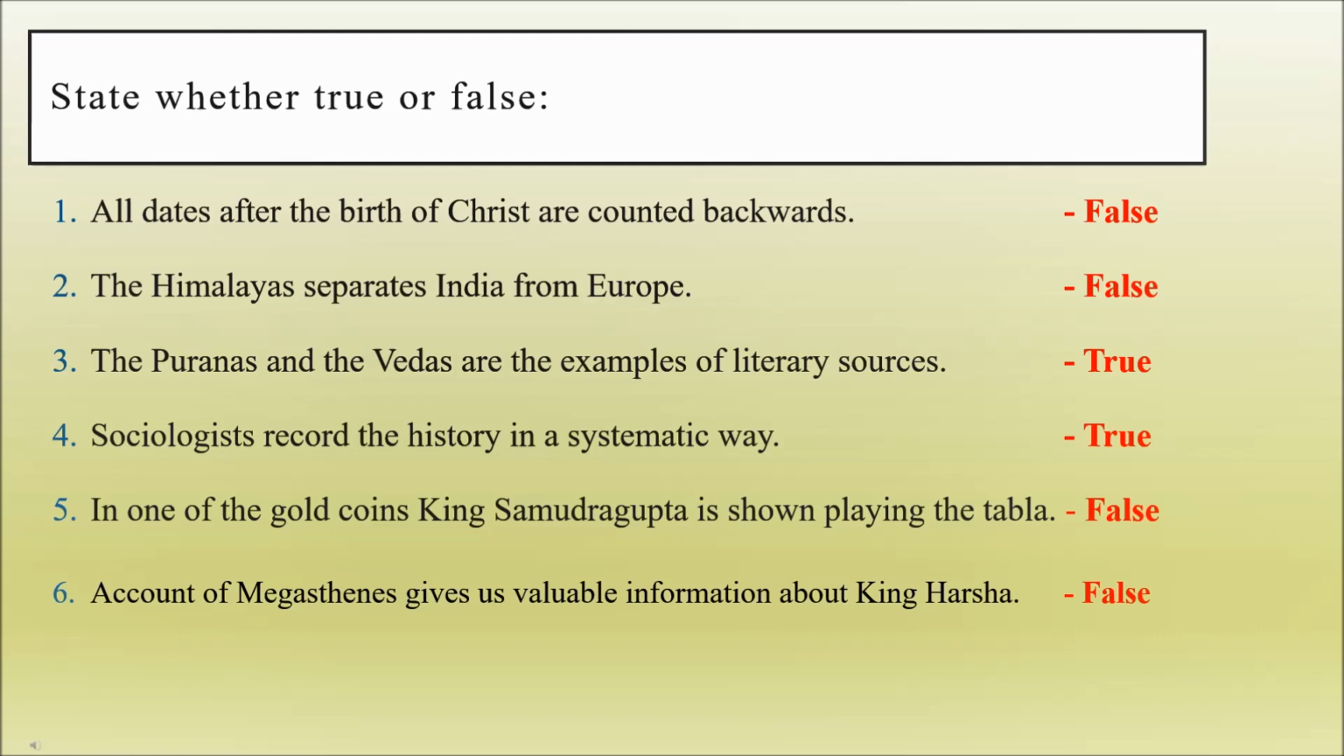Third one, the Puranas and the Vedas are the examples of literary sources. True. Fourth one, sociologists record the history in a systematic way. True. In one of the gold coins, King Samudragupta is shown playing the tabla. False, because King Samudragupta is shown playing a veena. Account of Megasthenes give us valuable information about King Harsha. Answer is false, because account of Megasthenes give us valuable information about Mauryan Empire.